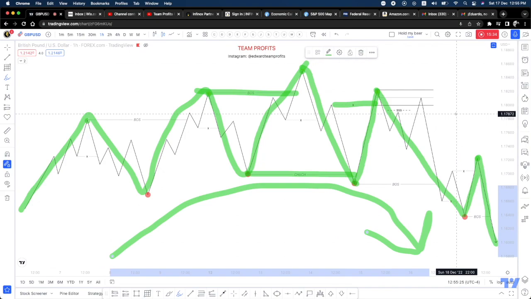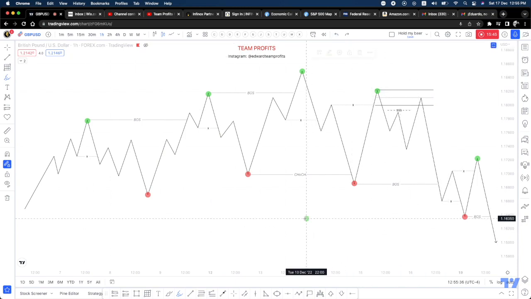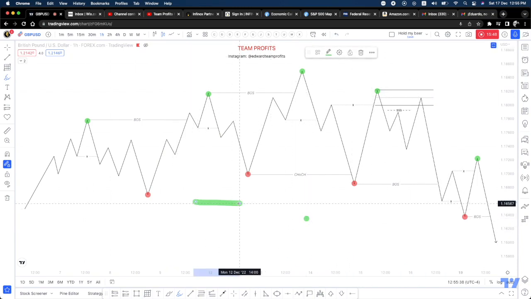Okay, for how long it's going to go, we don't know exactly. We just simply follow the structure. Okay, and based on that, if you spot order blocks, you go with it. Okay, sometimes you can go short. I'm sorry, let me clean.